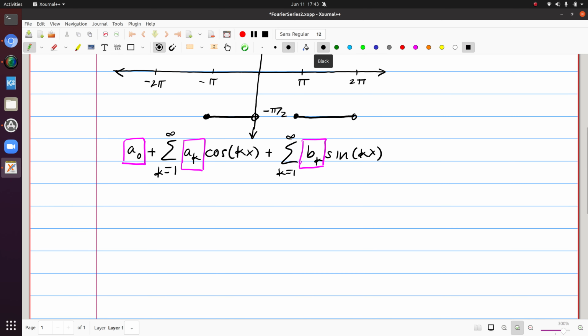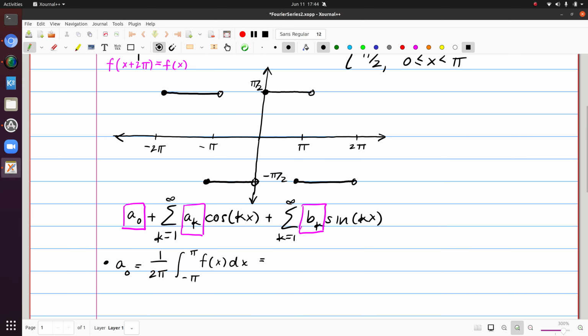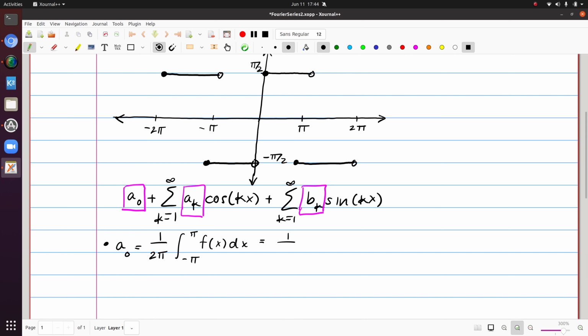In particular, we said that a sub 0 would be 1 over 2 pi, the integral from minus pi to pi of the function f of x. So in this particular example, we have our piecewise definition of f of x. So note that I can split this up. To integrate f from minus pi to pi, what I really need to do is from minus pi to 0, replace f of x with negative pi over 2, and then add that to the integral from 0 to pi of positive pi over 2. This is due to the piecewise nature of f of x.